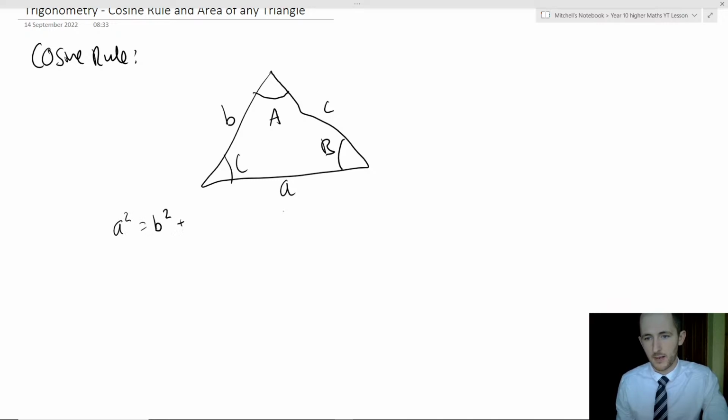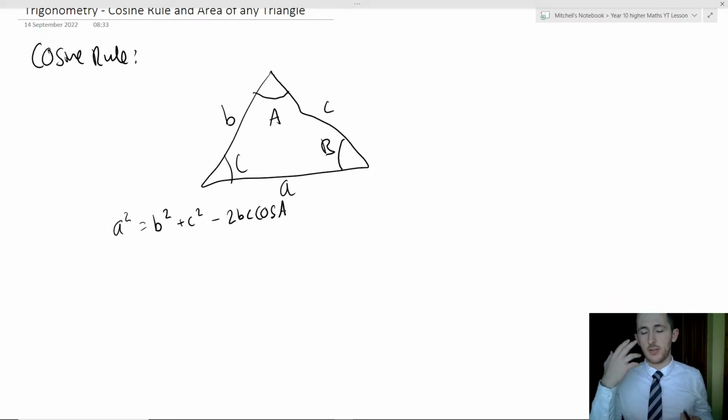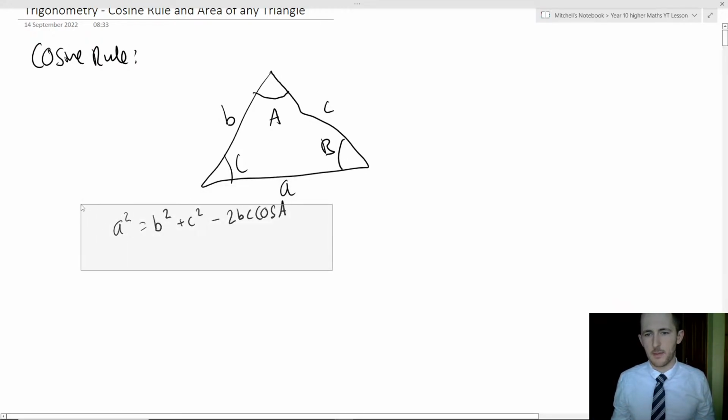Now the cosine rule is a bit trickier, and it basically says that a squared is equal to b squared plus c squared minus 2bc cos A. Pretty big. The good news is that for most exam boards, you do get this on your formula sheet. If you're unsure if your exam board does, then just look up your formula sheet whenever you can, and basically you don't need to remember this.